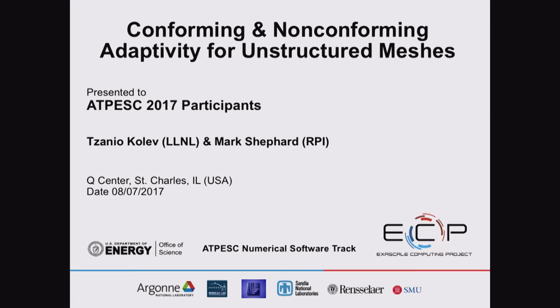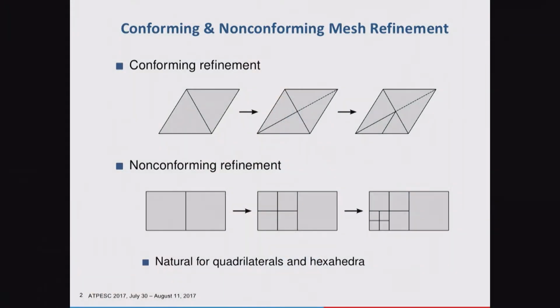All right, so first, we're talking about adaptivity in the settings of unstructured meshes. And just to set notations, conforming refinement is typically what we do in simplex meshes. So if you have a mesh of triangles, for example, and you do bisection, you refine this triangle by introducing this edge here. I don't know if you can see, this is dashed.